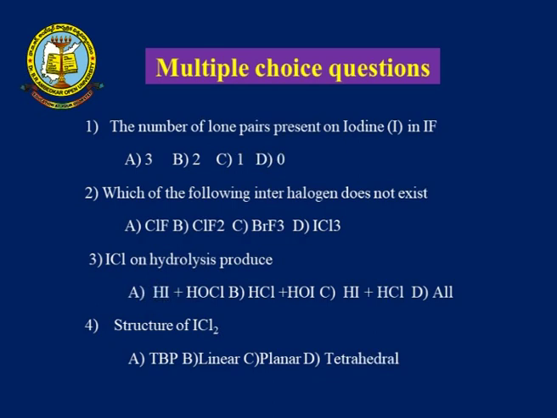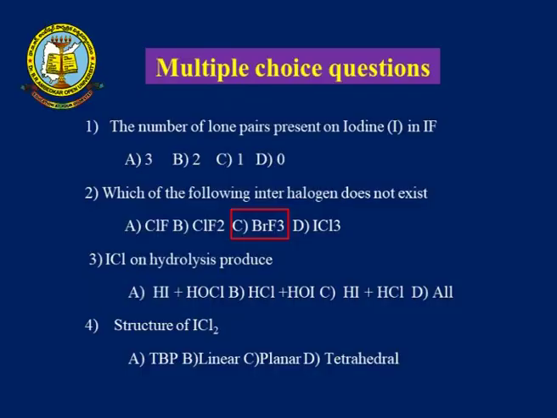In the same way: which of the following interhalogens does not exist? It is also a good question from the entrance point of view. The options given are ClF, ClF2, BrF3 and ICl3. You know our interhalogens are 4 types: AX, AX3, AX5, AX7. Out of these, ClF2 can't exist. So we have only AX, AX3, AX5, AX7, but AX2 does not exist.